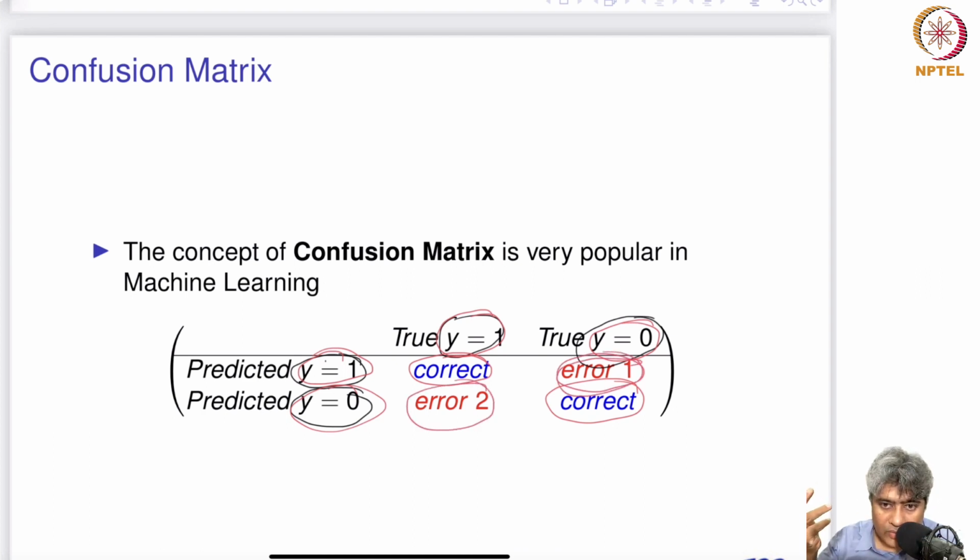So there are two kinds of error. Actually it is setosa, but the model is saying it is not setosa, that is error 2. And actually it is not setosa, and the model is saying it is indeed setosa, so then it is a first type of error.